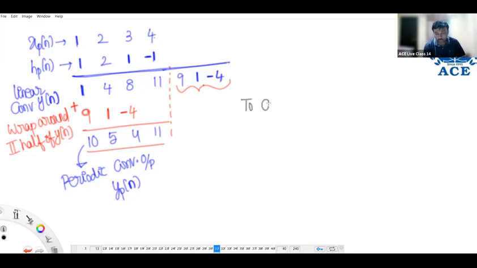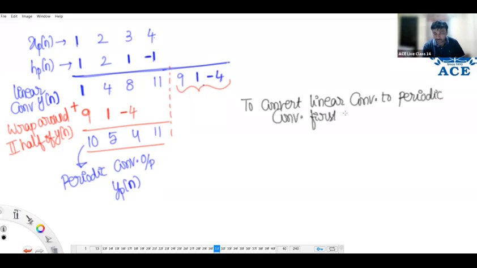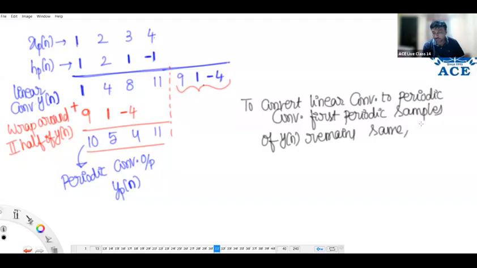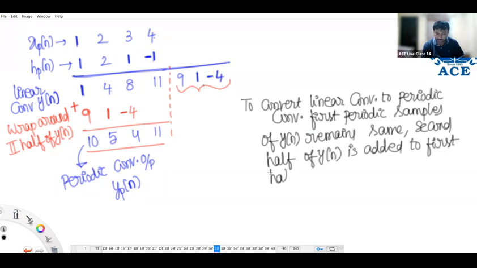Okay? To convert linear convolution to periodic convolution, the first periodic samples of y of n remain the same. Second half of y of n is added to the first half. For your understanding, I have written the statements: first periodic samples of y of n remain the same. Second half of y of n is added to the first half.